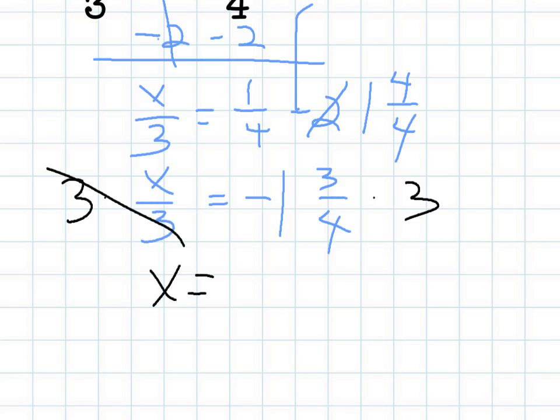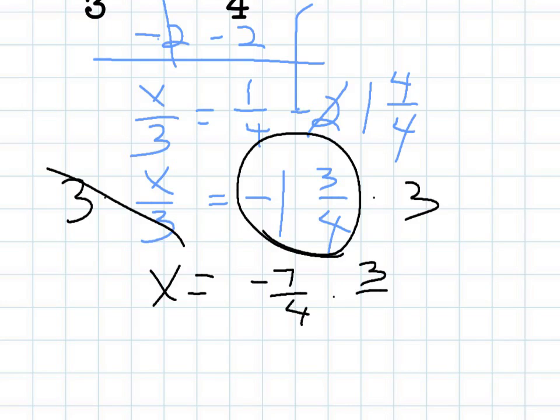And here we need to make sure that we change this into a mixed number first. So we do 1 times 4 is 4 plus 3 is 7. So we have negative 7 over 4 times 3 over 1. There is no canceling. If you multiply, you end up with negative 21 over 4. If we change it back to a mixed number, we end up with negative 5 1/4.